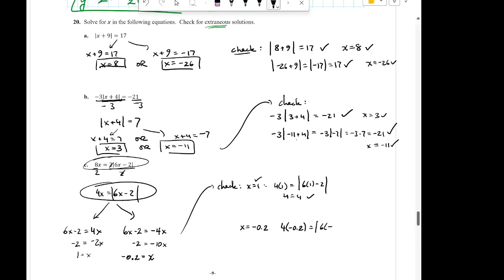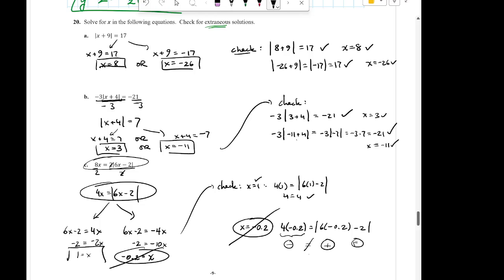6 times negative 0.2 minus 2. And this side right here is negative, so a negative number can't equal... and this side on the inside is negative, but the whole number is absolute valued, so it's positive. So right here, this is false. So this is an extraneous solution and doesn't work. So you only get one answer out of this.